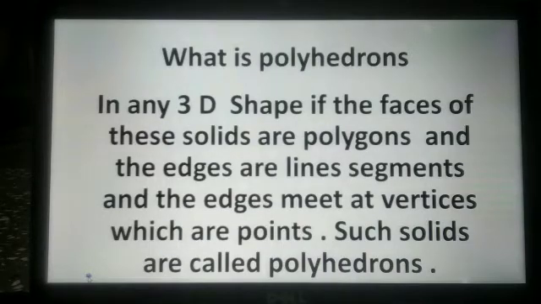In any three-dimensional shape, if the faces of these solids are polygons and the edges are line segments and the edges meet at vertex which are points, such solids are called polyhedrons.